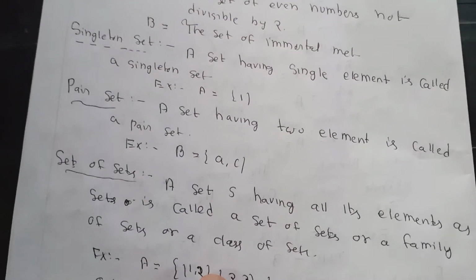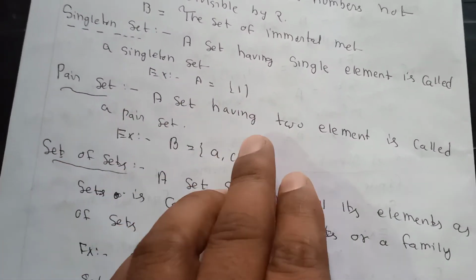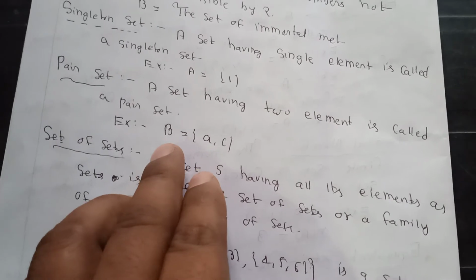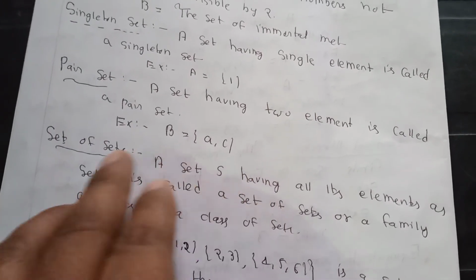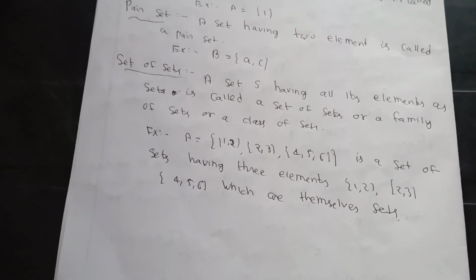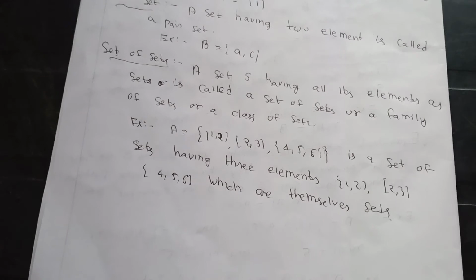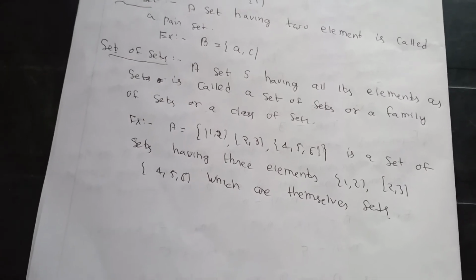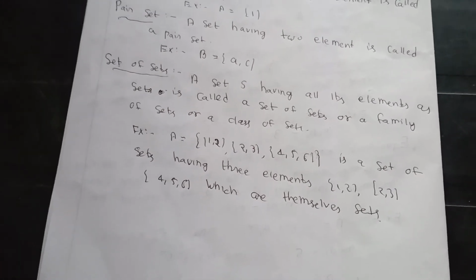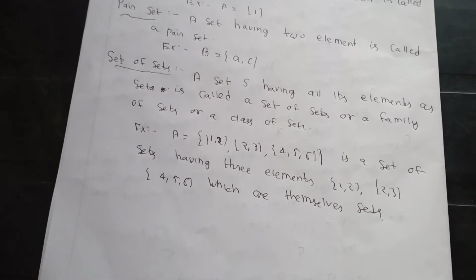Singleton set. A set having a single element is called a singleton set. A equals 1. Pair set. A set having two elements is called a pair set. For example, B equals a, c. Set of sets. A set having all its elements as sets is called a set of sets, or family of sets, or class of sets. Example, A equals 1, 2, 2, 3, 4, 5, 6 is a set of sets having three elements 1, 2, 2, 3, 4, 5, 6, which are themselves sets.